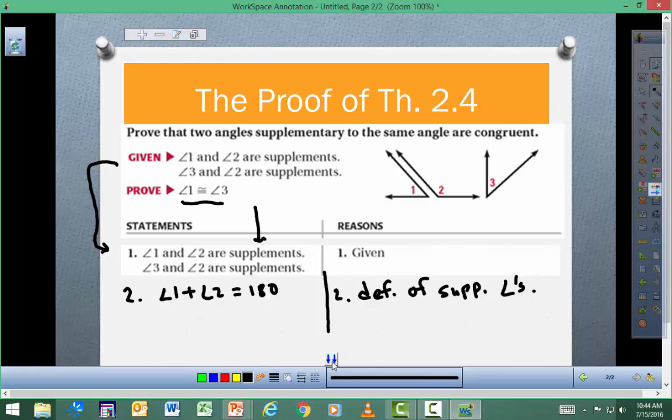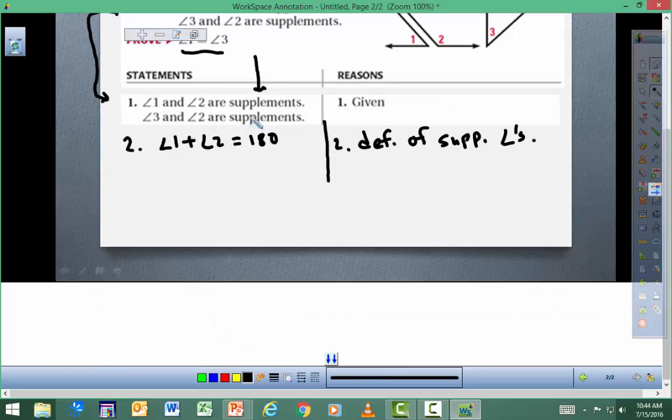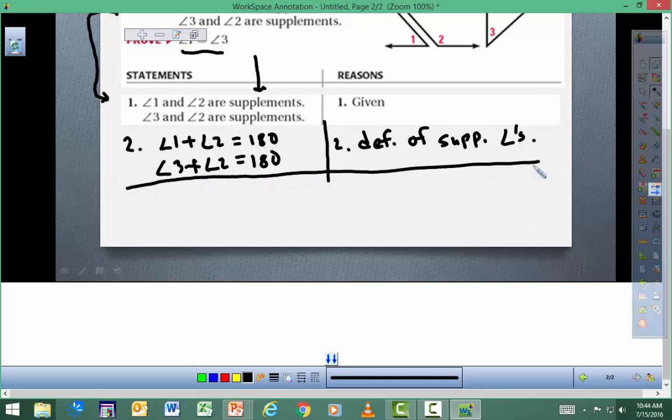Now, take a look here though. I have the same statement right here, so rather than write a whole new statement, I'm going to include this in the statement for number 2. Angle 3 plus angle 2 is equal to 180 also. Okay, and so that's going to be my statement for number 2, and there's the reason for both of them. Both of them are using the definition of supplementary because we use it twice.